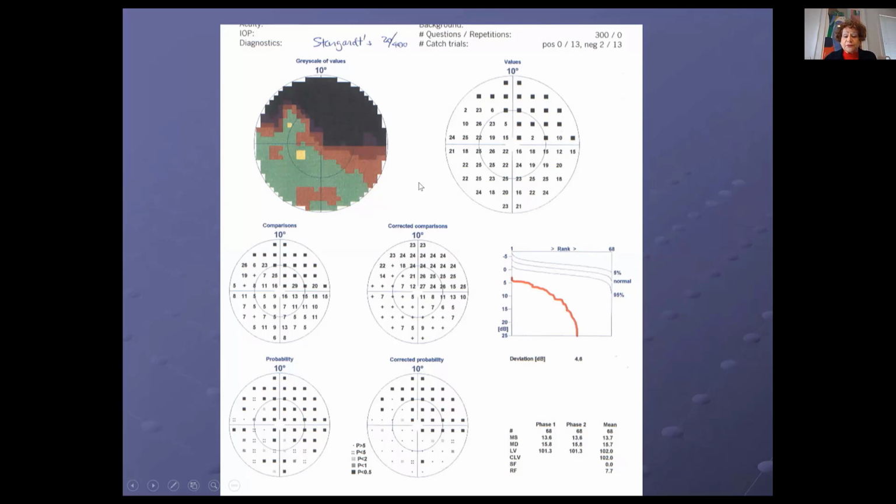Now this case preceded OCT and other types of imaging technology, but we were able to tell that she had Stargardt's disease and that's why she had her field defect. Notice the father also has a paracentral defect, but it's much more dense. And his is superior, much more nasal type of paracentral field defect.